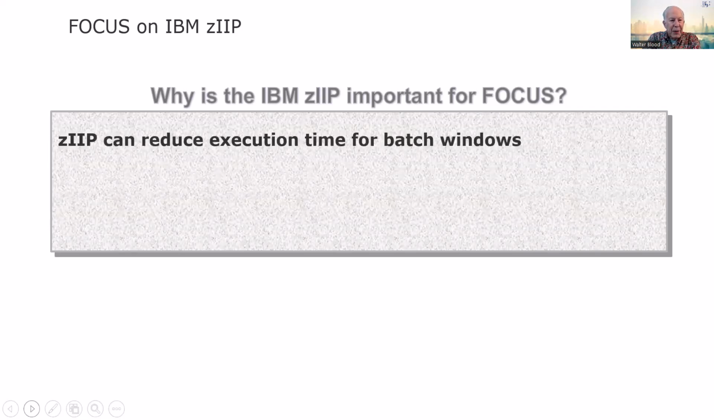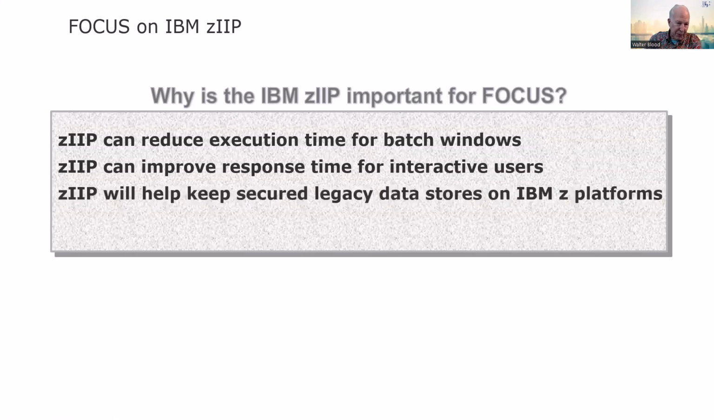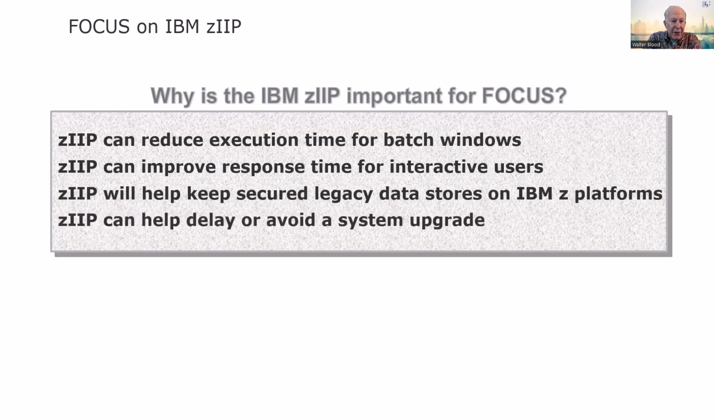zIIP can reduce your execution time, especially for batch windows. And FOCUS uses a lot of that. zIIP can also improve the response time for interactive users. Again, something that FOCUS uses as well as Web FOCUS. zIIP can help you keep your secured legacy data stores on the IBM Z platform, where they are indeed secure. And zIIP can help you delay or even avoid a system upgrade, which can be very costly.